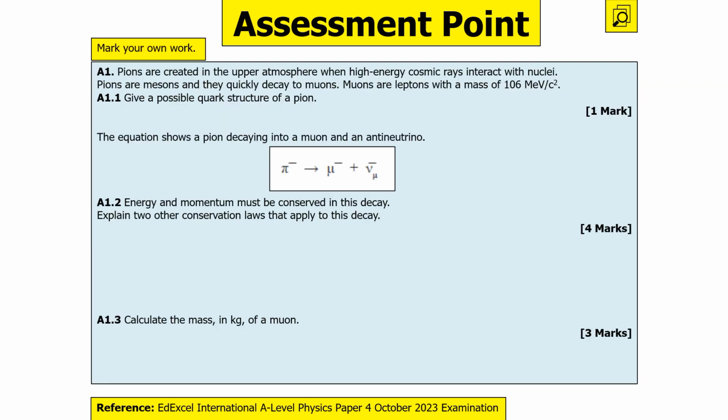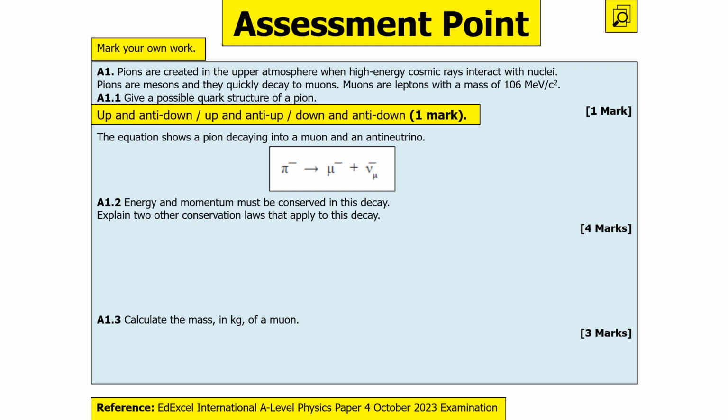Right, in this first one, a pion can't contain a strange quark because it would therefore be a kaon if it did. You can see what the structure of a pion is. Well, it's got to add up to either an integer of +1, -1 or 0. So you can have the up anti-down, up anti-up, or down anti-down.